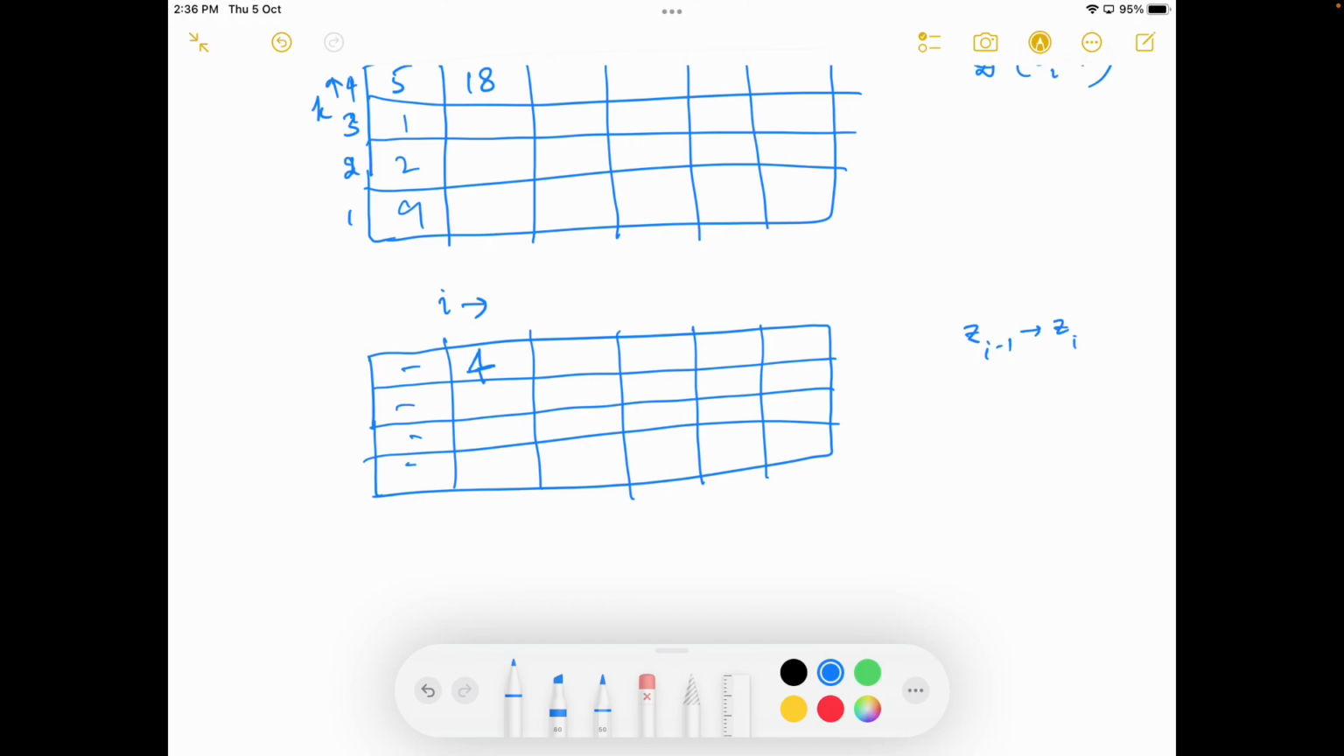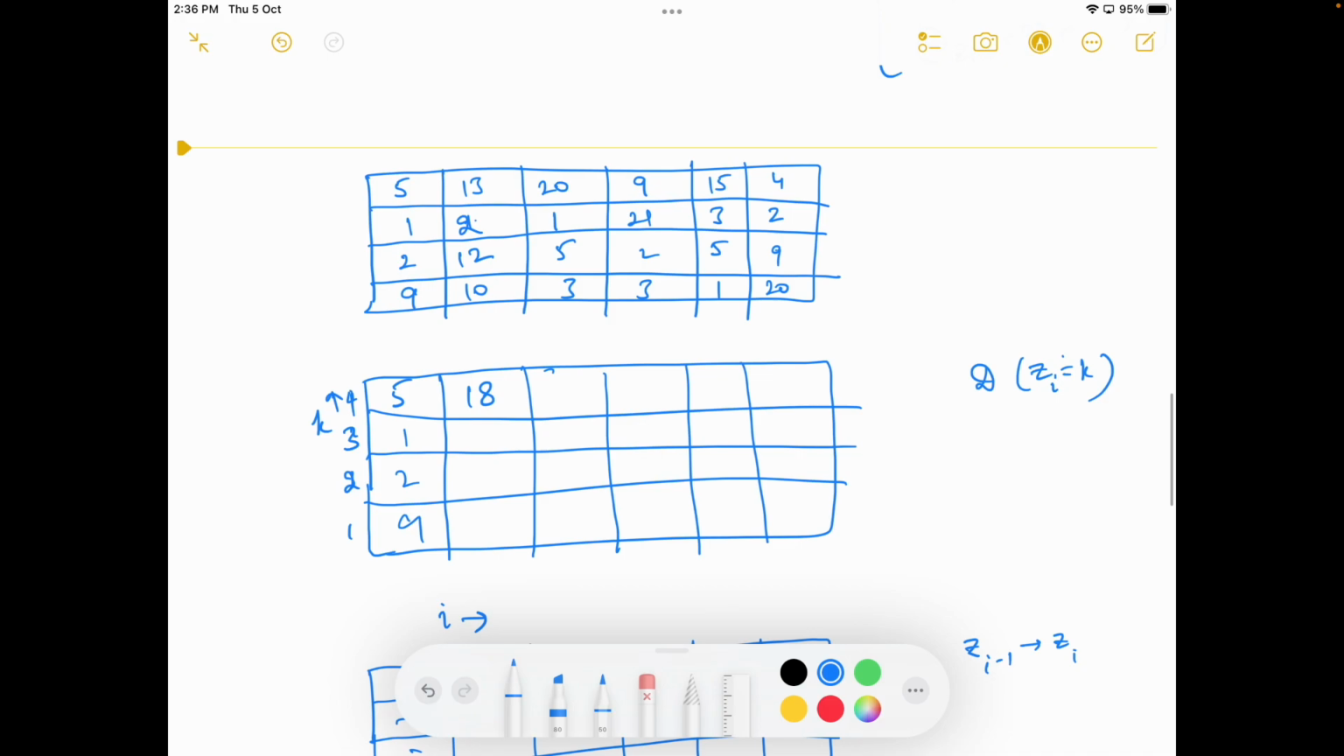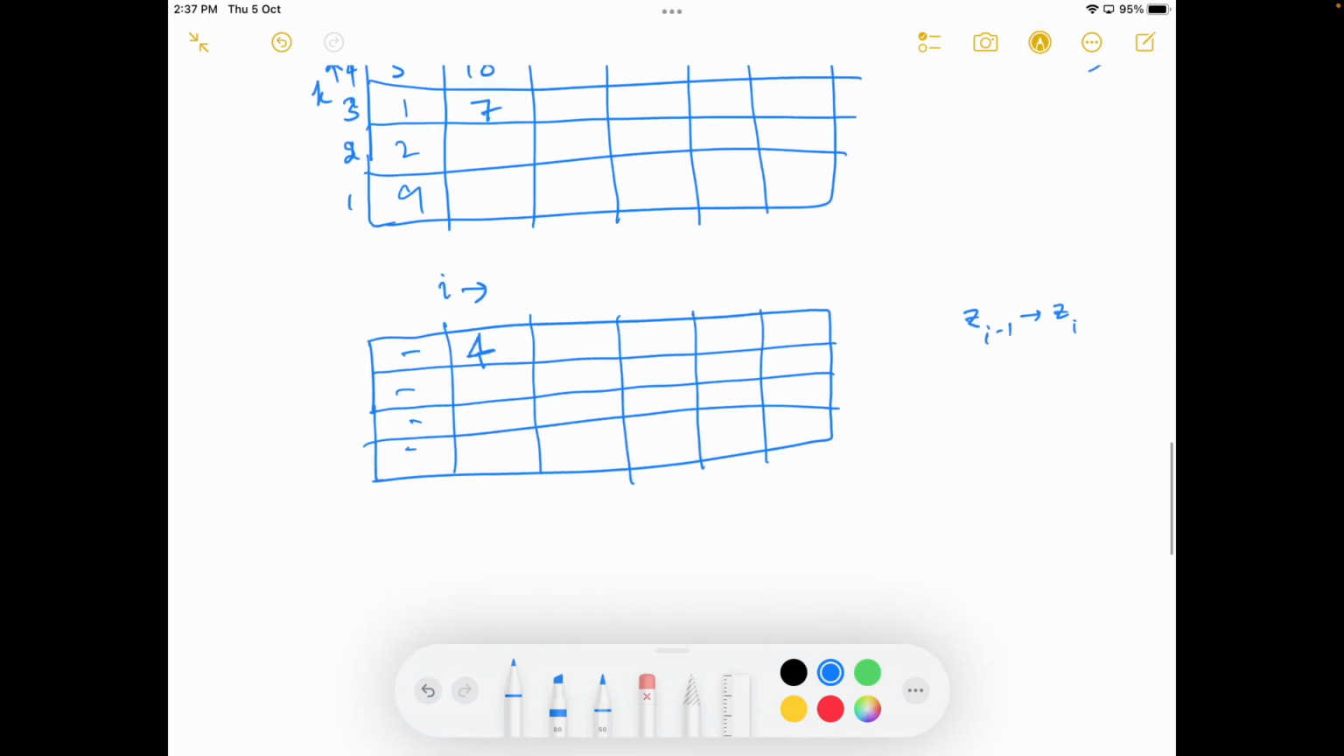And similarly, what is the best path to reach here? 5 plus 2, 7. And what is the link? Yes?